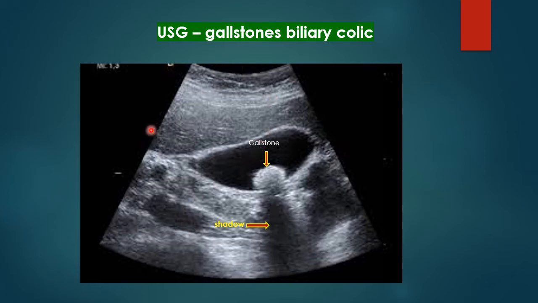Okay, this is an ultrasound image of a patient with gallstone biliary colic. Okay, see, this is the gallbladder. The wall is not thickened. The wall is normal. It is less than 3 millimeters. This is a stone within the lumen. How do you know it's a stone? It casts a posterior shadow here. So this is most likely a stone.